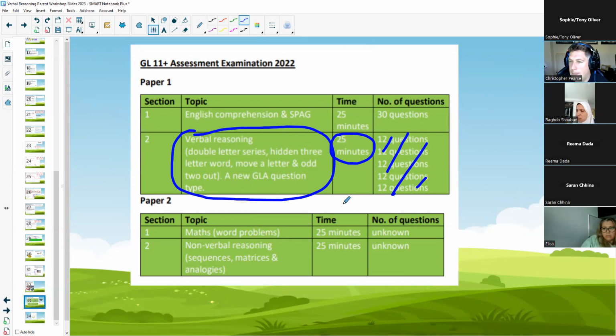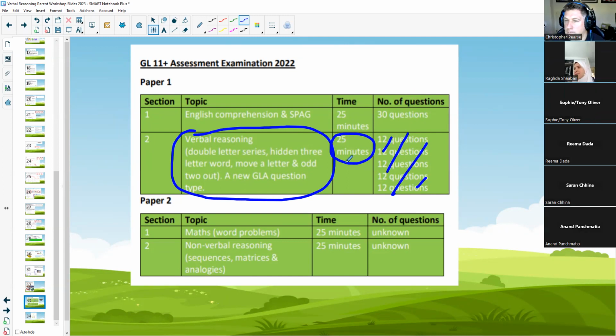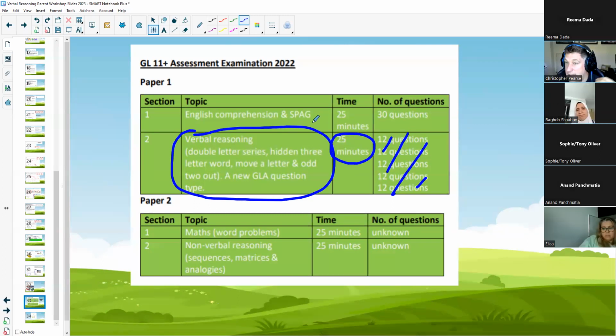Tony. Did you mean 12 minutes or 25 minutes? So sorry, yes. I've got rid of the 12 questions there. It's 25 minutes for the verbal reasoning section. Yes, 25 minutes. And it is important to recognise that once the English comprehension and SPAG is done, the child cannot go back to that section again. So once the 25 minutes is up, they're not allowed back to that.